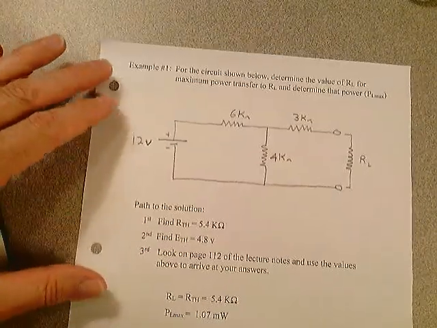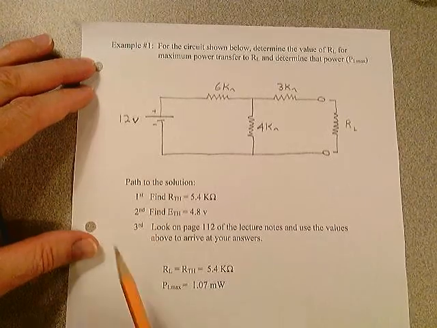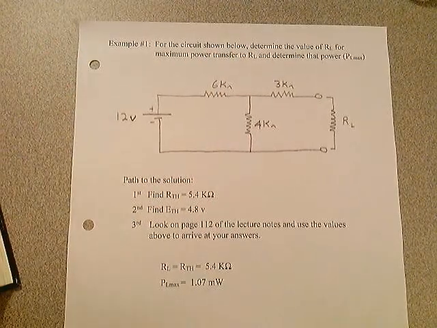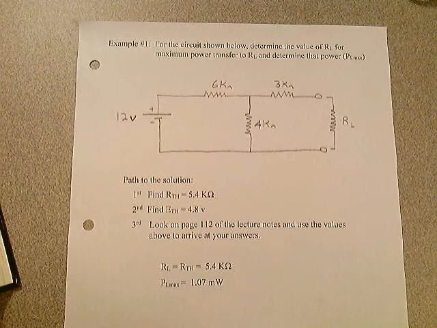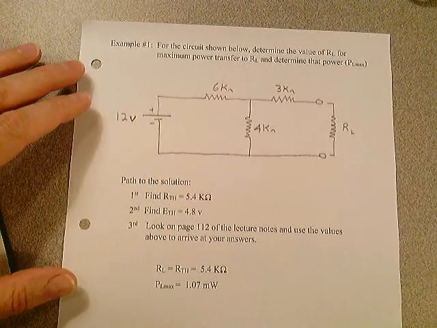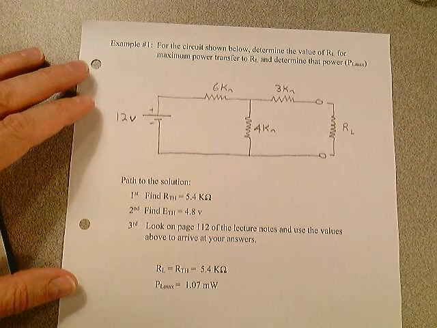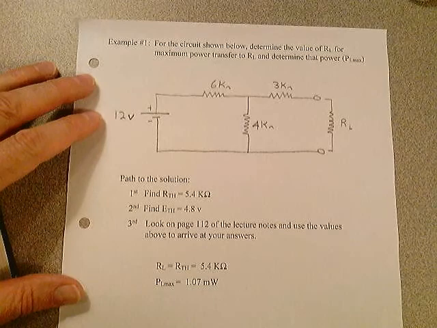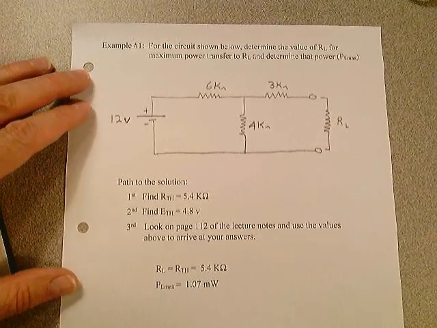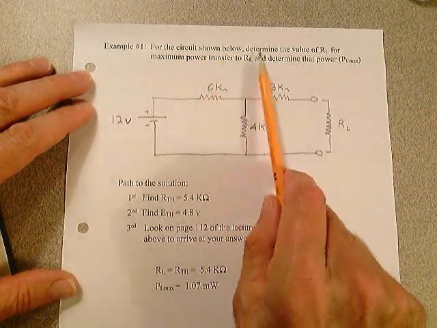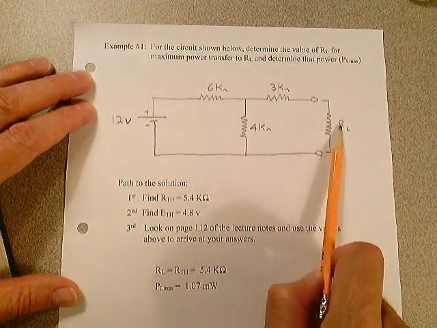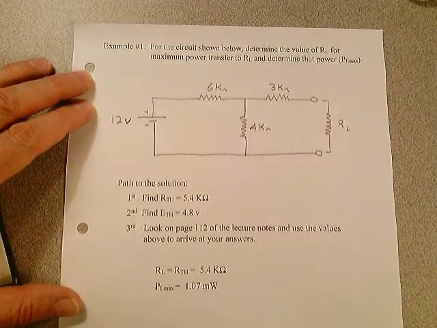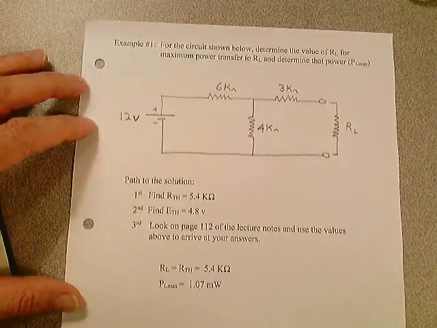Here's example number 1. We're done with this lecture. We're going to take a quick look at this example 1 right here for maximum power transfer. The last lecture for this chapter 5, which will be after this one, we're going to work a number of problems that should help you with your homework. For the circuit shown below, determine the value of RL for maximum power transfer to RL, then determine the amount of power. Similar to those learning assessment problems we had.